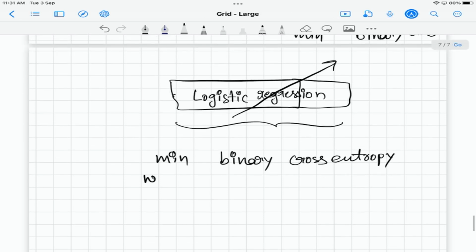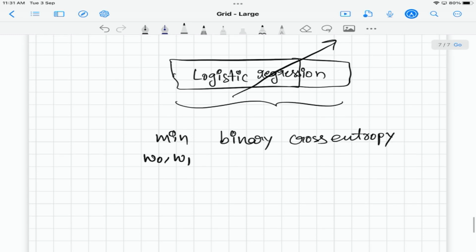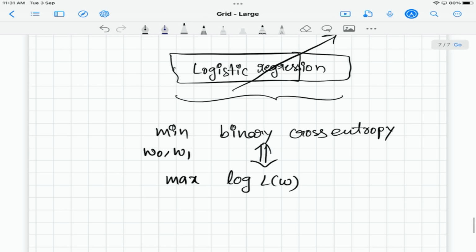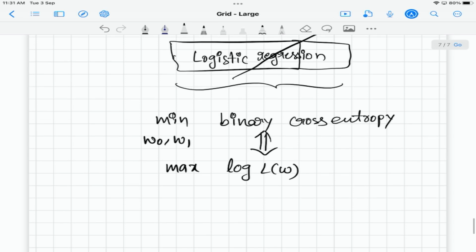Okay, minimizing and learning your models, learning your parameters, is equivalent to maximizing log likelihood. Both are equivalent. So now if you want to train your logistic regression model, if you write your binary cross entropy and minimize it with respect to your parameters, or maximize your log likelihood, both are the same.